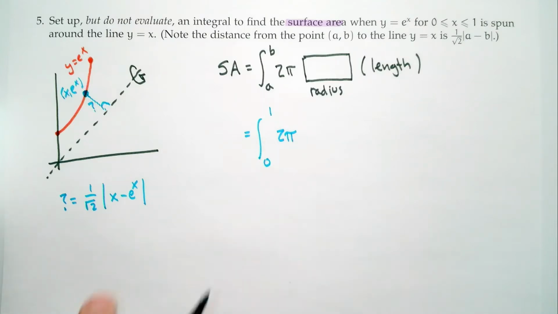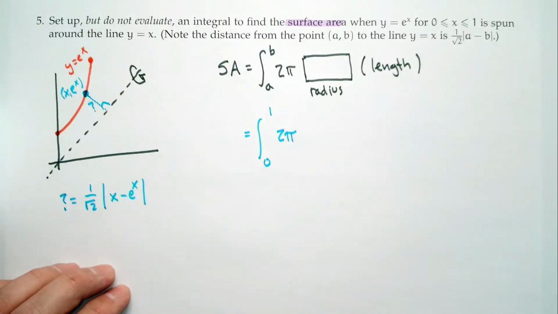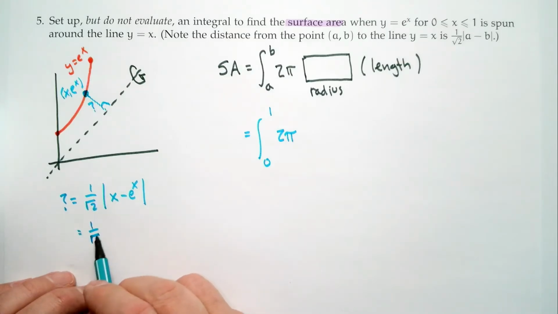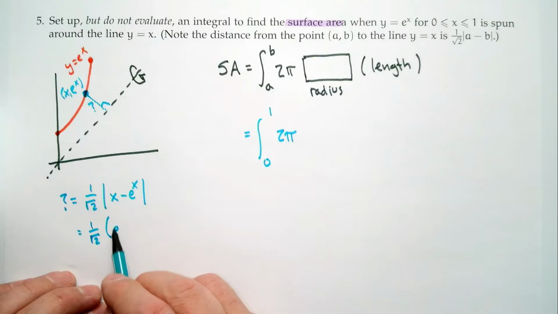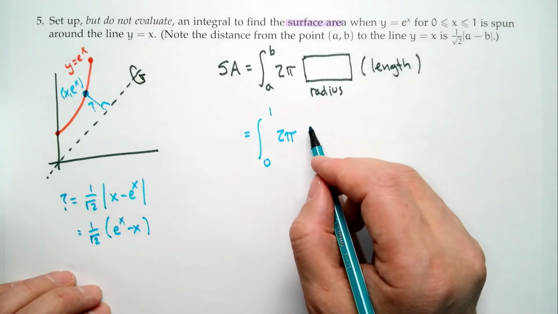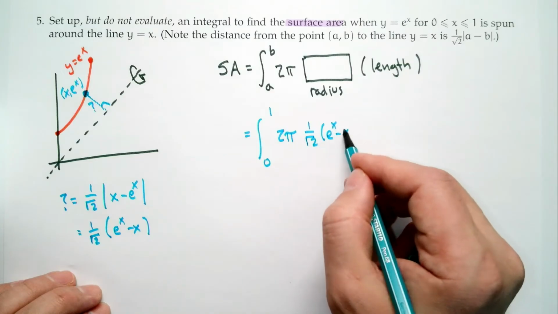So which one's bigger here, x or e to the x, if I'm over in that region? E to the x is bigger. So this is actually negative on the inside currently. So we say, look, I can just drop the absolute value if I write it as e to the x minus x. So my radius is 1 over root 2 times e to the x minus x.